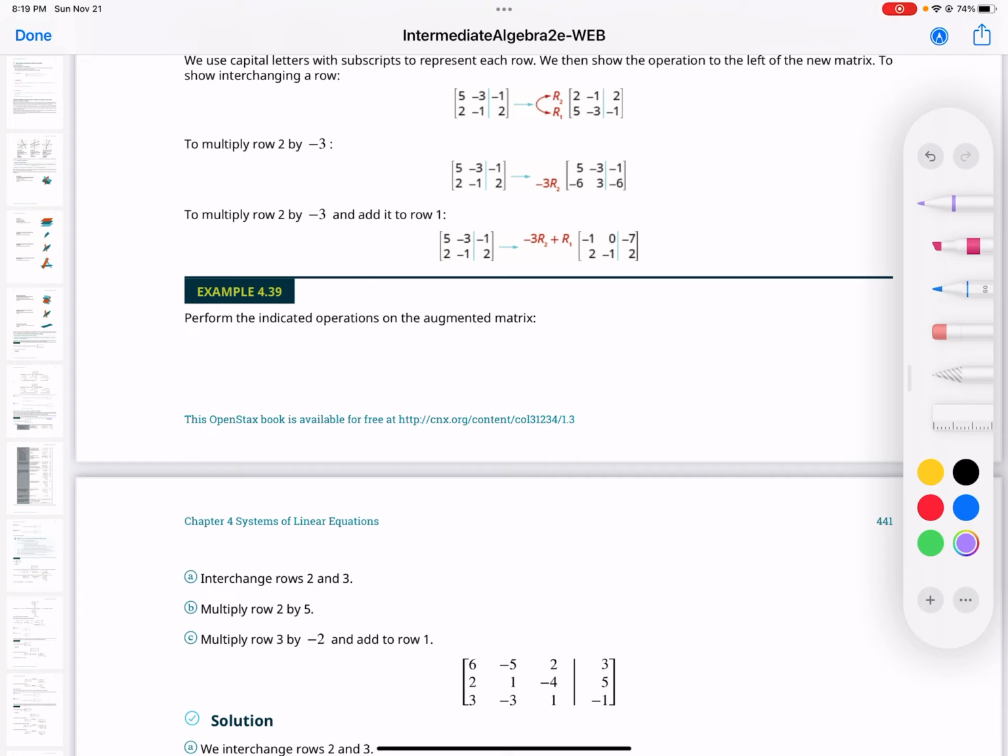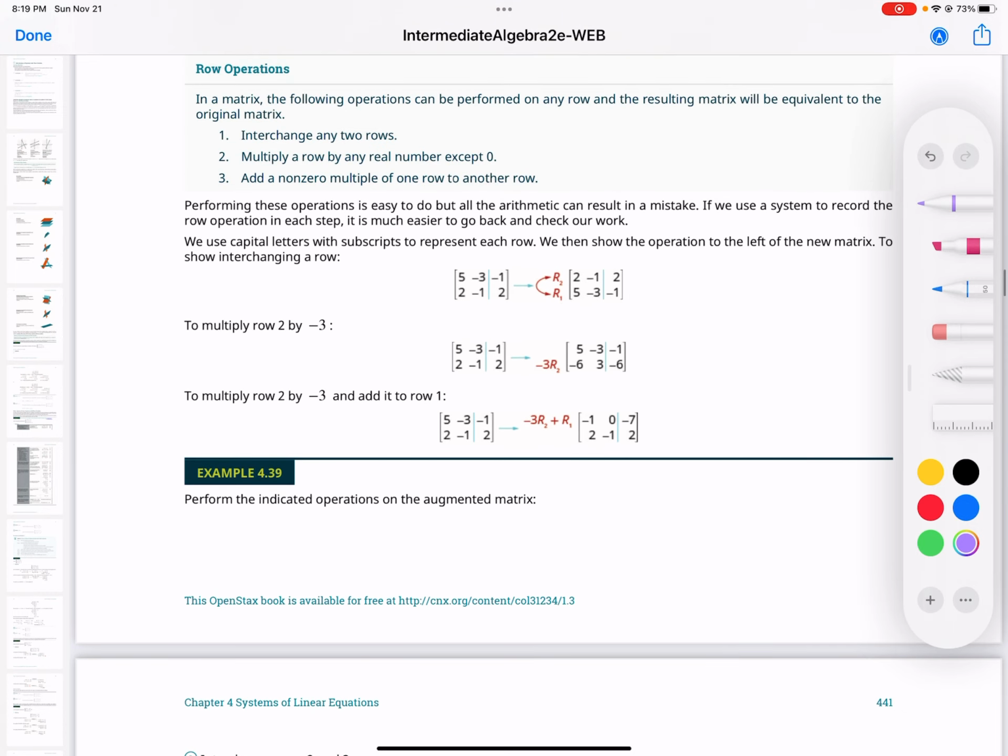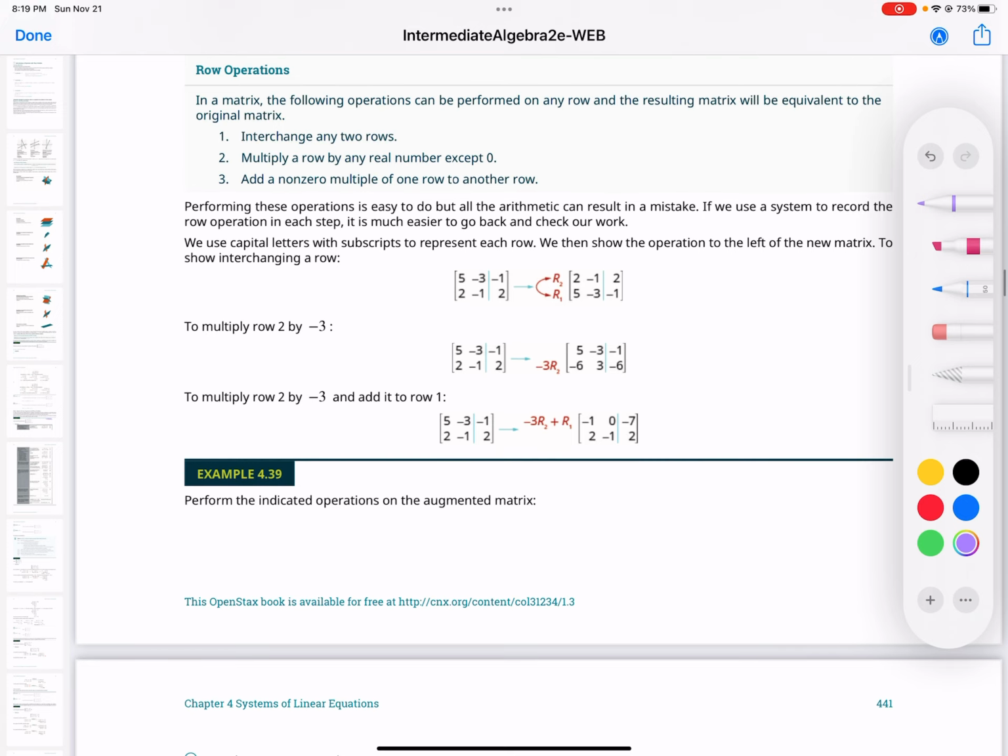So this one is saying that we're going to switch our row 2 with our row 1, because what we're trying to get to is, just a second, let me see what they're doing here. Okay, sorry about that. Yeah, so now it's just showing you the operations that you can perform on any rows, and that they just result in a matrix equivalent to the original matrix.